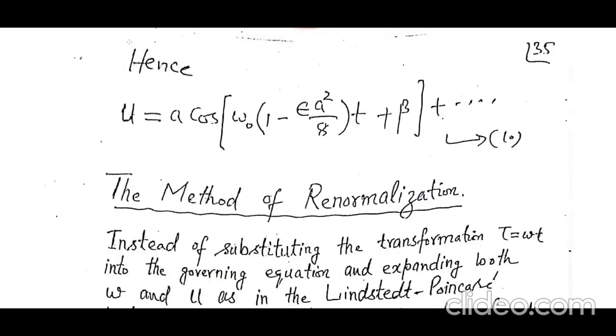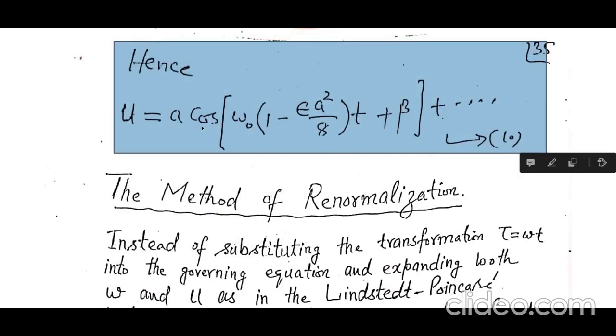And hence putting the value of omega 1 in our expansion for tau, the solution in terms of u will be given by a cos omega naught 1 minus epsilon a square over 8 t plus beta and so on. So this is the solution with the help of the Lane-Stated-Poincare technique for the given differential equation. That's it. Thank you.